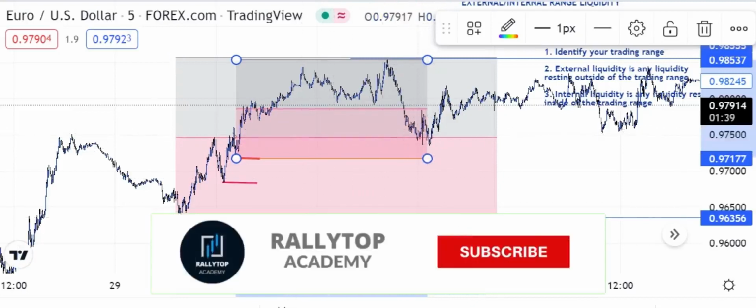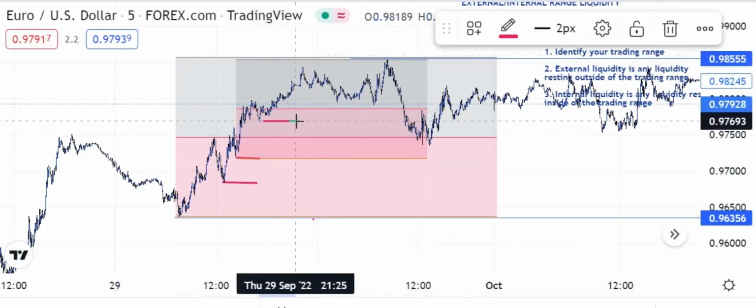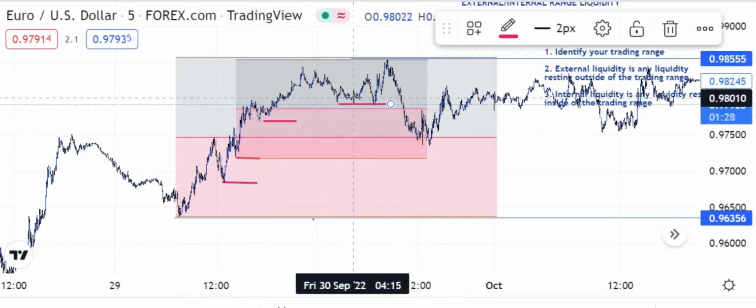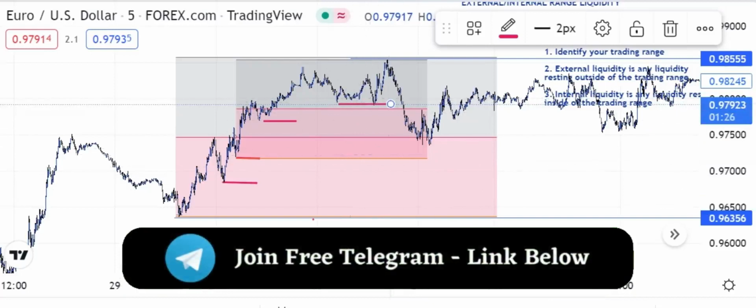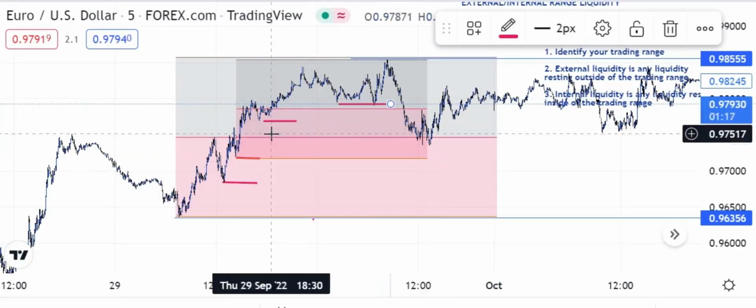it took out internal liquidities. All these ones are internal liquidity. Look at it. Internal liquidity here. Internal liquidity here. All these ones are internal liquidity. I want you to understand that. Inside of this your M15 trading range. So when you want to look for trade setups, you must be aware that the institutions will take out internal liquidity in order to refuel before they move in their intended direction.